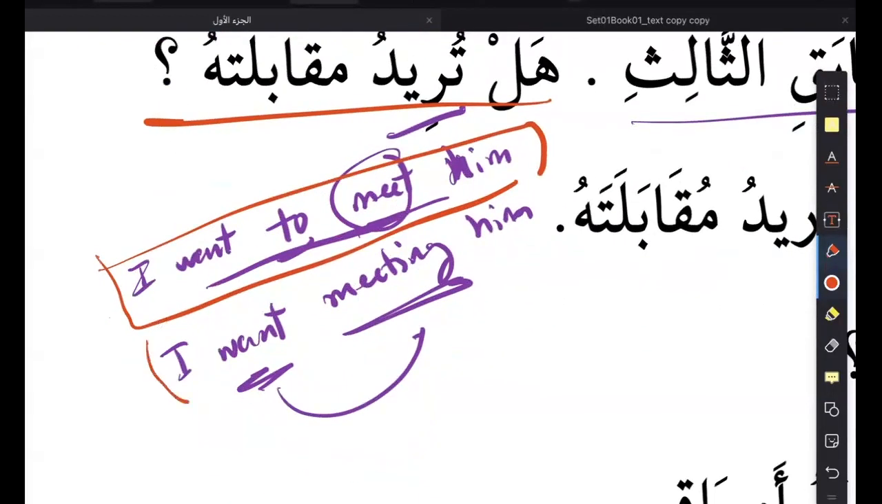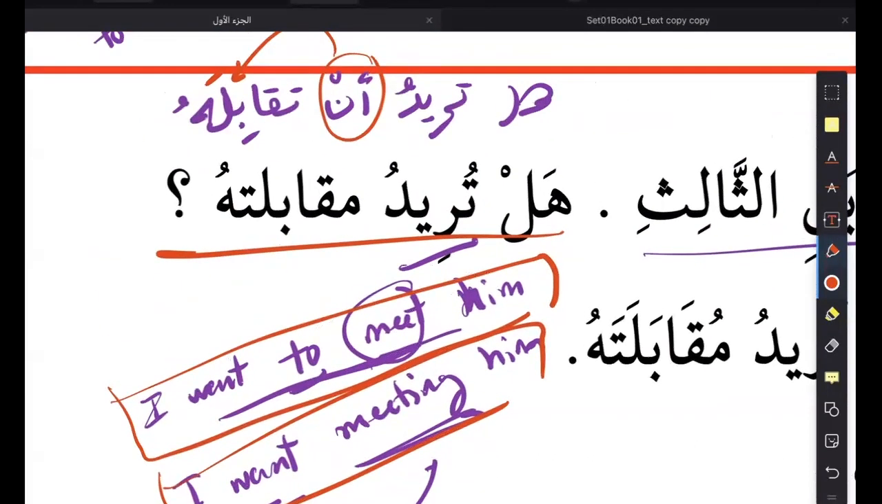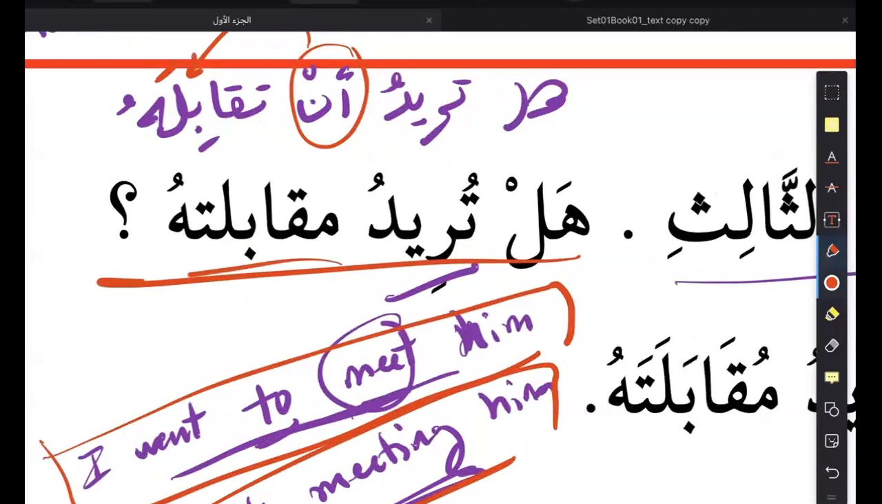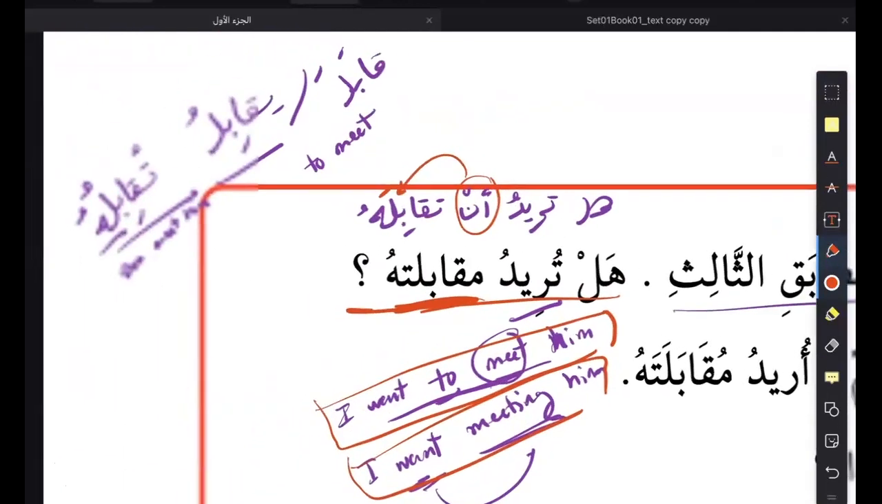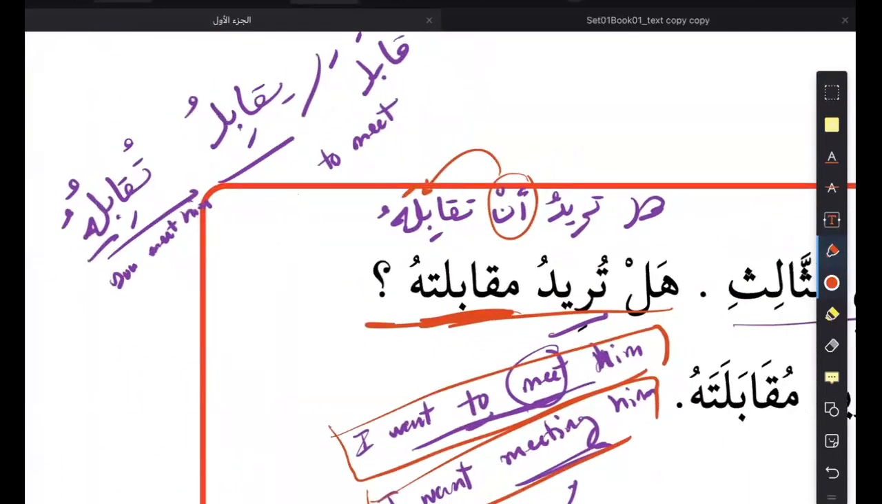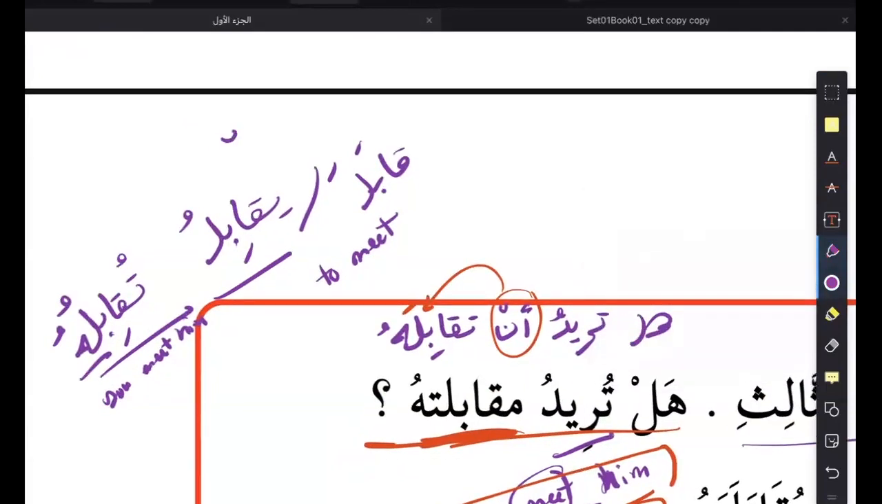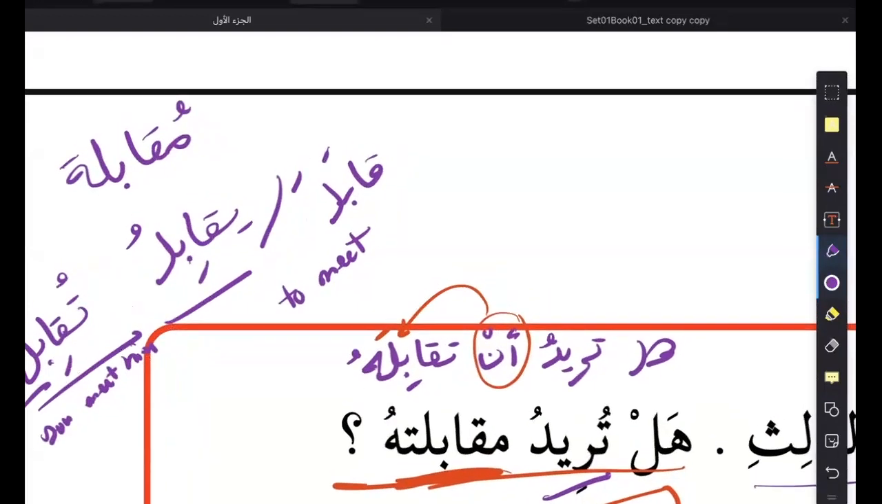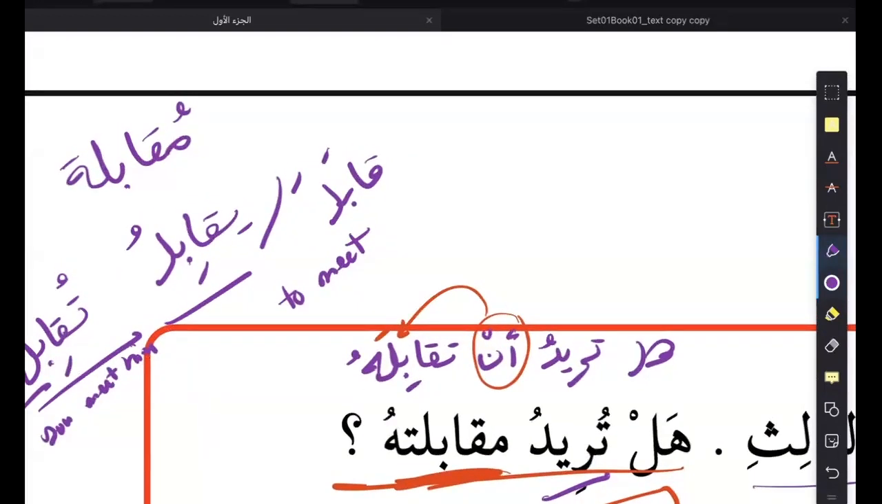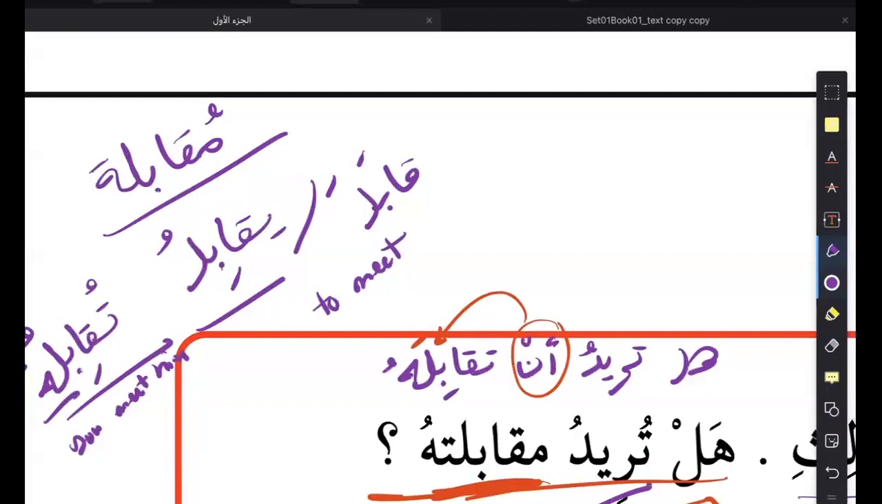But here he's not using the verb. He's using this type of English: do you want meeting him? Because muqabala is the verbal noun of qabala. So we have qabala, yuqabilu, and what is the verbal noun? Muqabala. Okay, qabala, yuqabilu, muqabala. And anytime you have this type of verb, its verbal noun will have the same pattern.